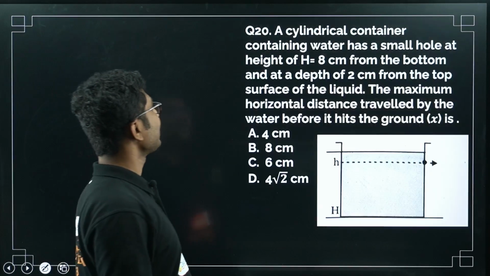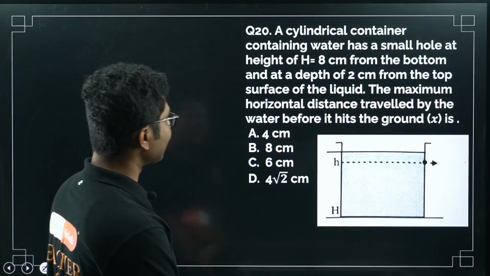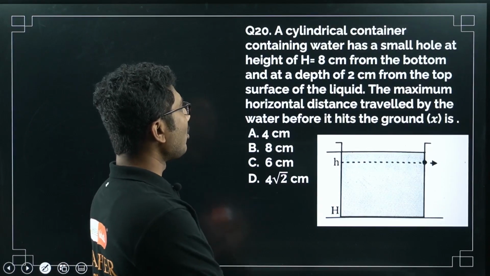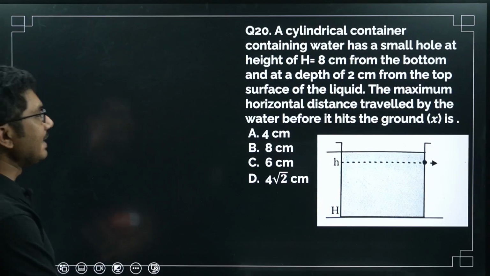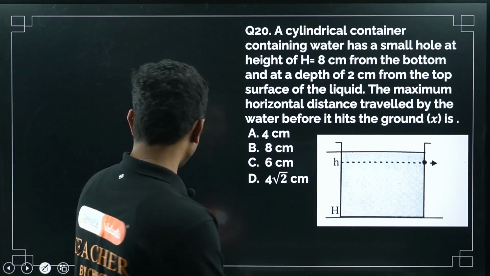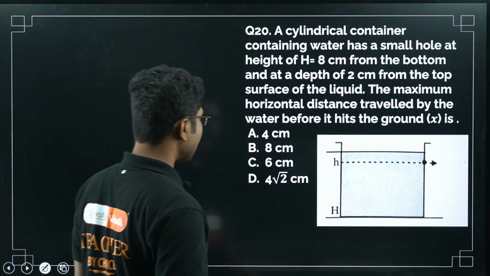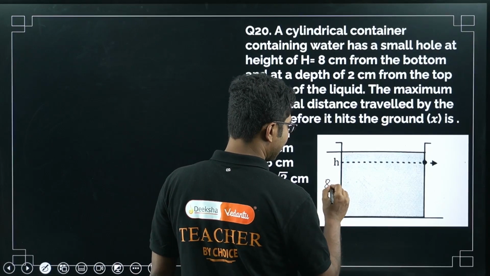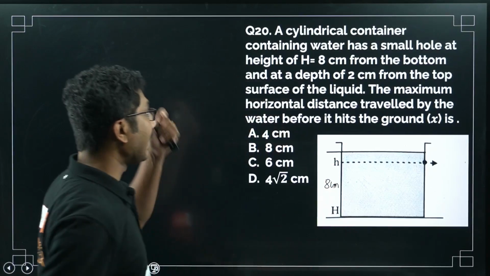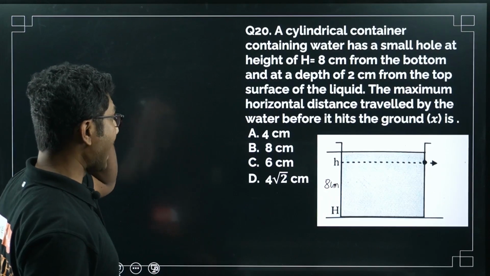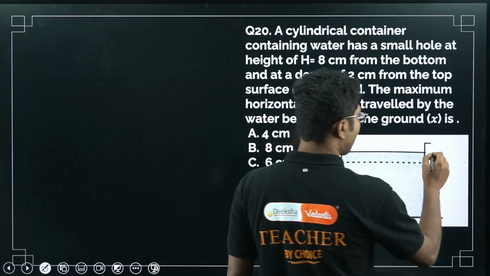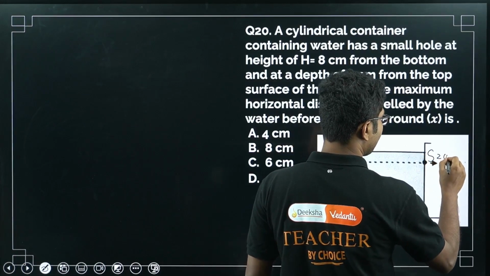Now the next question. Okay, another interesting question. A cylindrical container containing water has a small hole at a height of h equals 8 centimeters. So the hole here is at 8 centimeters from the bottom, and at a depth of 2 centimeters from the top. So from the top it is 2 centimeters.